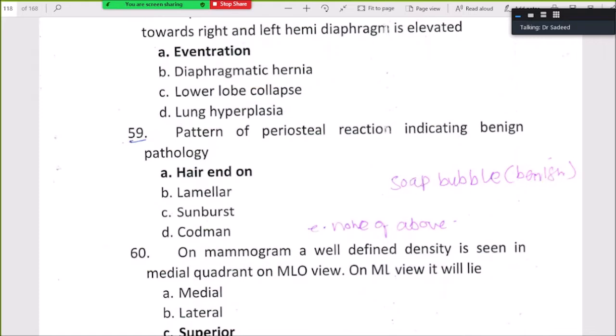59. Pattern of periosteal reaction indicating benign pathology: soap bubble, or none of the above. If there is soap bubble appearance, then it will be benign. Otherwise, E, none of the above. These are all malignant bone reactions.